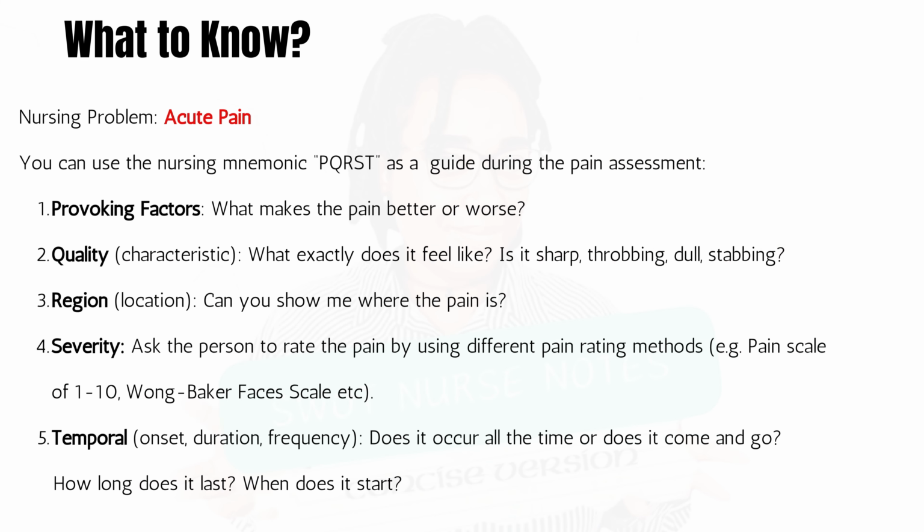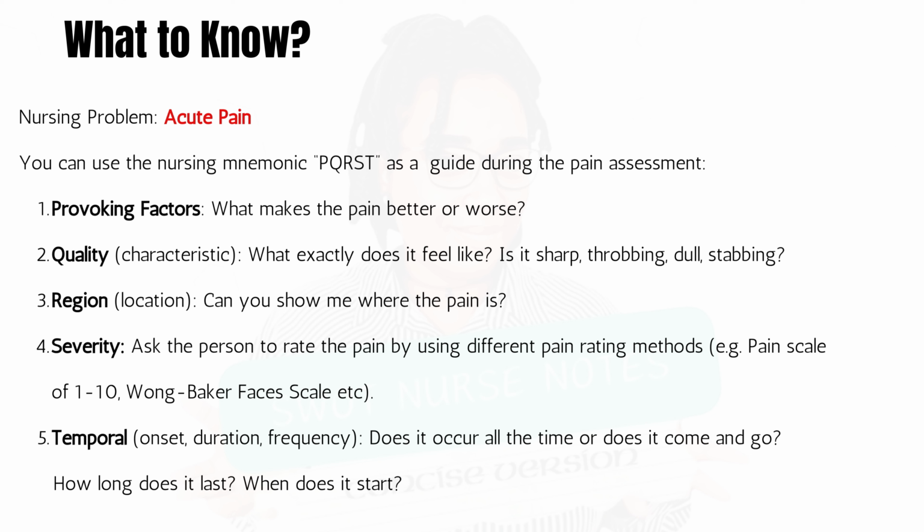For the assessment of pain, use the nursing mnemonic PQRST as a guide. 1. Provoking factors: what makes the pain better or worse? Walking, bending, laying down, etc. 2. Quality. Describe the characteristics of the pain. Ask, what exactly does the pain feel like? Is it sharp, throbbing, dull, or stabbing?